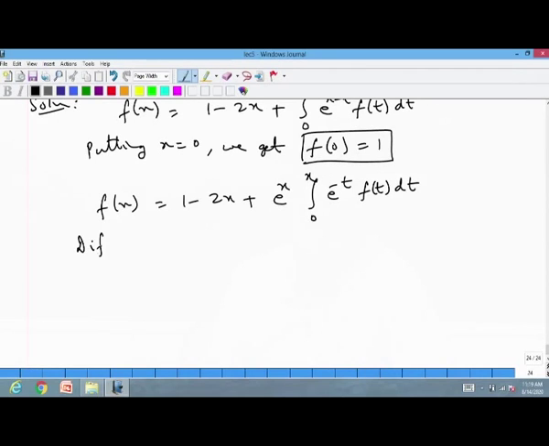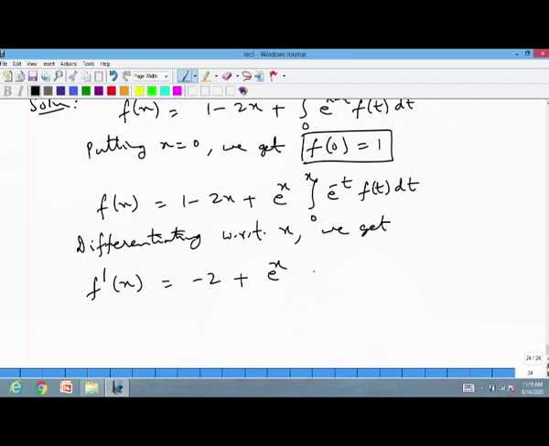So, differentiating with respect to x, we get f'(x) is equal to minus 2 plus, to differentiate this we will use the product rule. So, we have e to the x times integral 0 to x e to the minus t f(t) dt. This is by differentiating the first term, plus e to the x times the derivative of the second term, which is simply e to the minus x times f(x).